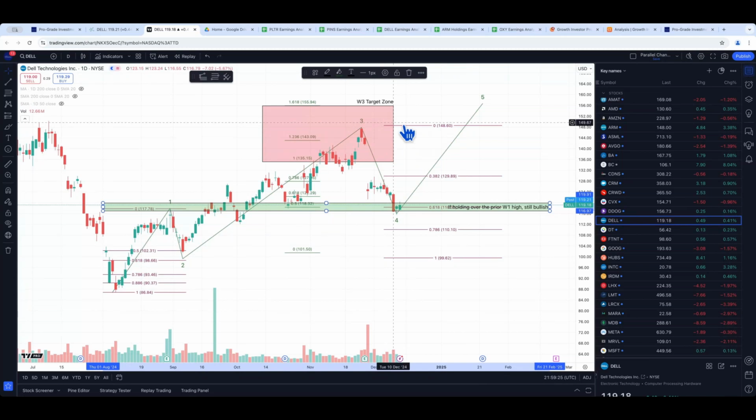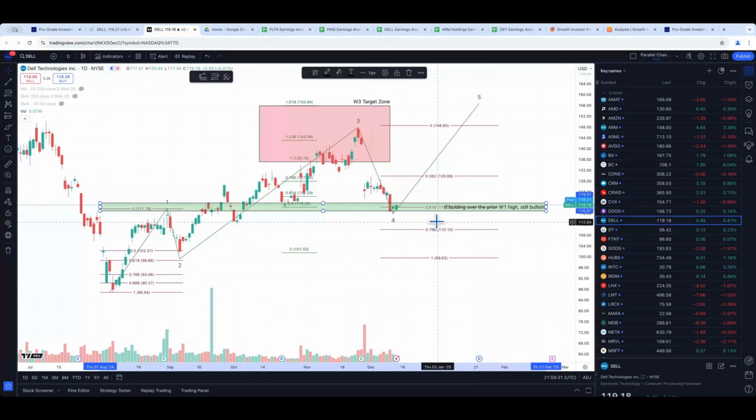So I quite like the risk reward there. You've got maybe $10 down to maybe $30 up. So 3 to 1 up to down. I quite like those odds.